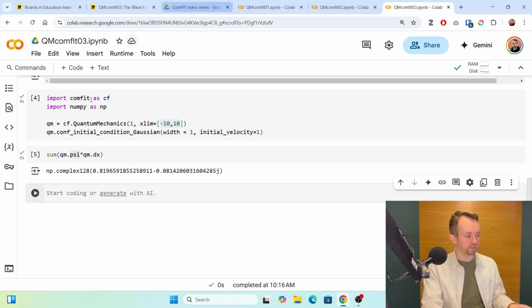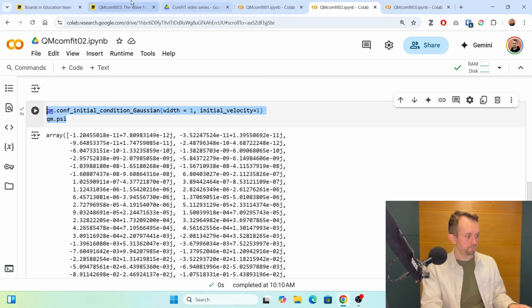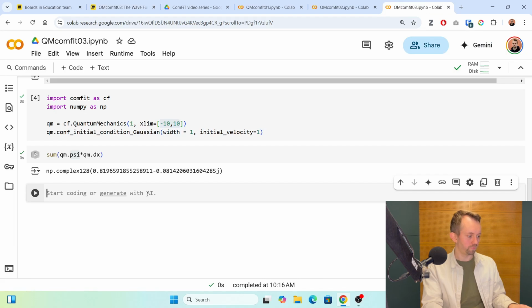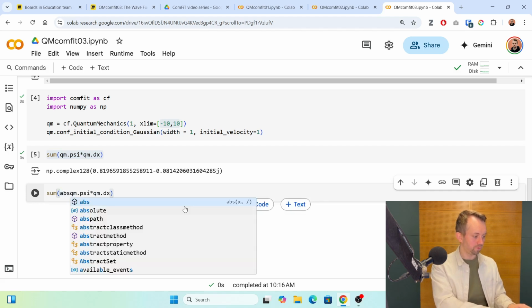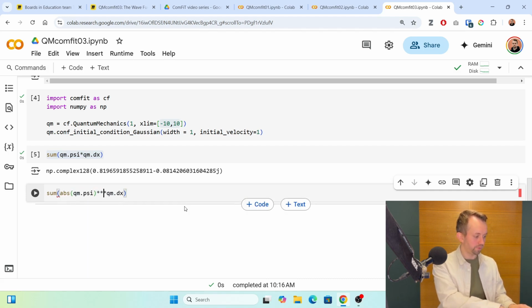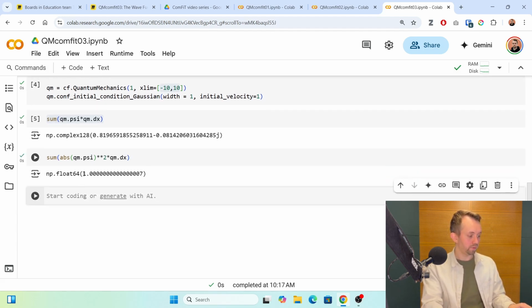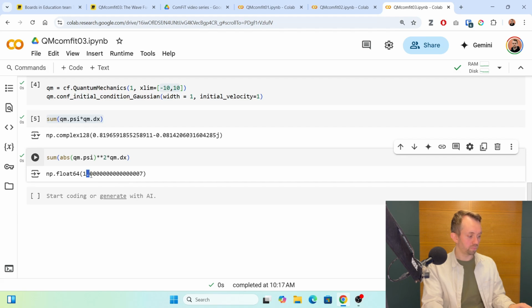Now for the second exercise, we are going to have to square this integral first. So if I take this function, and now instead of doing qm.psi, I'm going to do the absolute value of qm.psi and then square it and then multiply by dx. Then I get a real number, which is 1.00000000007. So essentially, it's 1. And that's not a coincidence, and we'll get back to that in a minute.